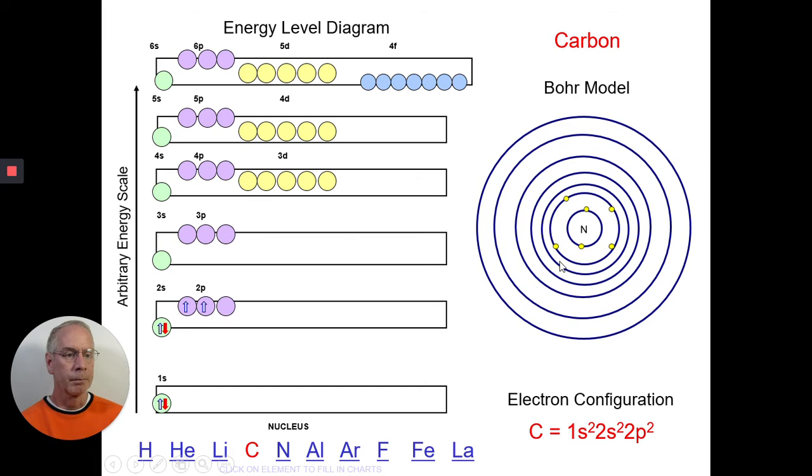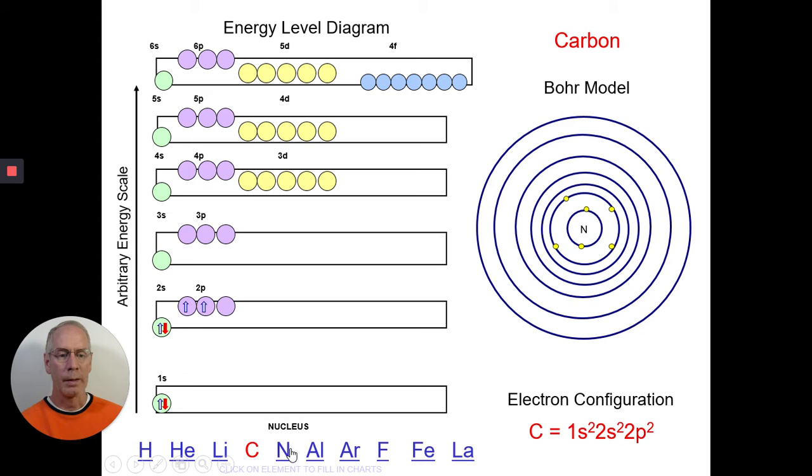Now look, in the Bohr model, 2 electrons in the first energy level. That's what it says, 1s2. In the second energy level, notice there's 2 s electrons and 2 p electrons for a total of 4. In the Bohr model, we just put 4 electrons. We don't specify any further than that.